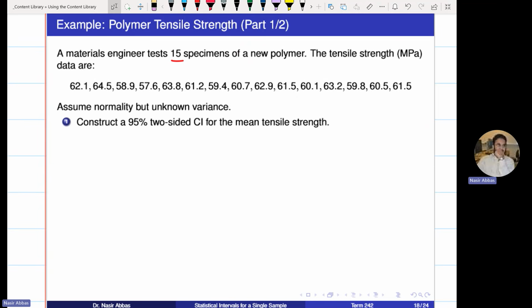Now, this statement will not be in exam. The variance is unknown. You just have to see the question and you have to see that the variance is not given. If it is not given, of course, it is unknown. Construct a two-sided confidence interval for the mean strength.